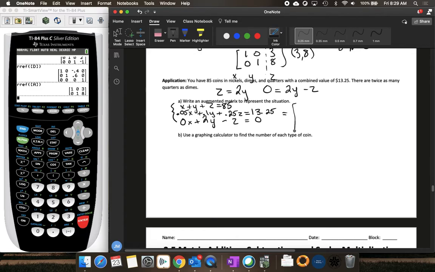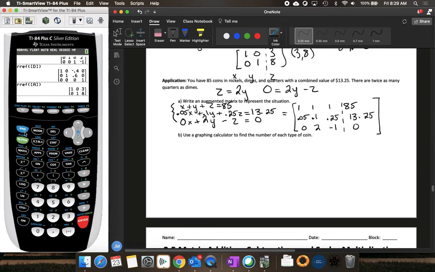Okay, so let's go ahead and put these into an augmented matrix. The first row would be 1, 1, 1, 85. The second row, 0.05, 0.1, 0.25, and 13.25. And then the last row, 0, 2, -1, and 0.